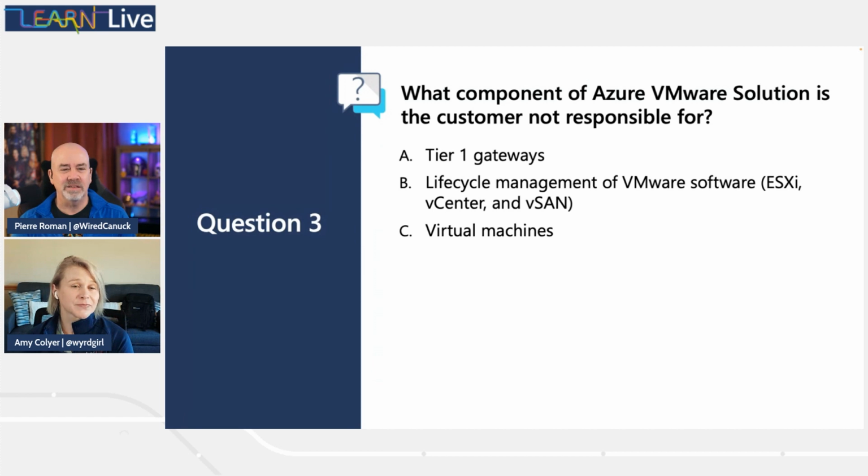And the tier one gateways, I'm not sure if that's something that we take care of as well. Yeah, because the customer gets to modify those to set up east-west routes and everything to the environments. So I would go with B. I think you're thinking B, right? Yes, I am. All right.